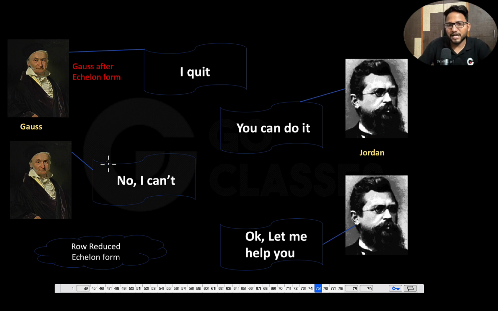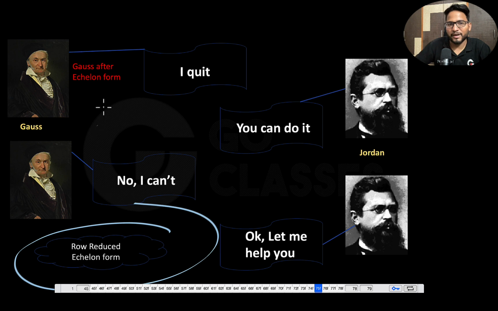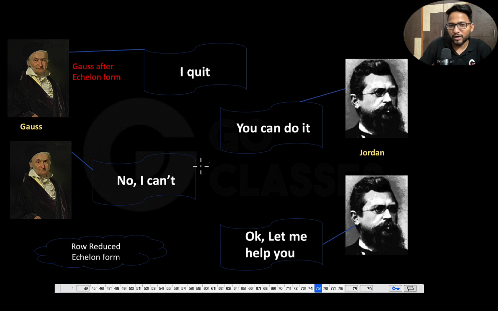So it is just like a meme that since Gauss had designed the row echelon form using Gaussian elimination, Gauss is saying, okay, I'm done. After the echelon form, Gauss is saying, I quit, I don't want to go beyond the echelon form. Then Jordan says, okay, you can do it. Gauss says, no, I can't do it. Jordan says, okay, let me just help you. And that's where the row reduced echelon form was invented. So Gauss invented only the echelon form, and then Jordan helped him to invent the row reduced echelon form. Just a funny meme that I wanted to make. It has no coincidence with reality.